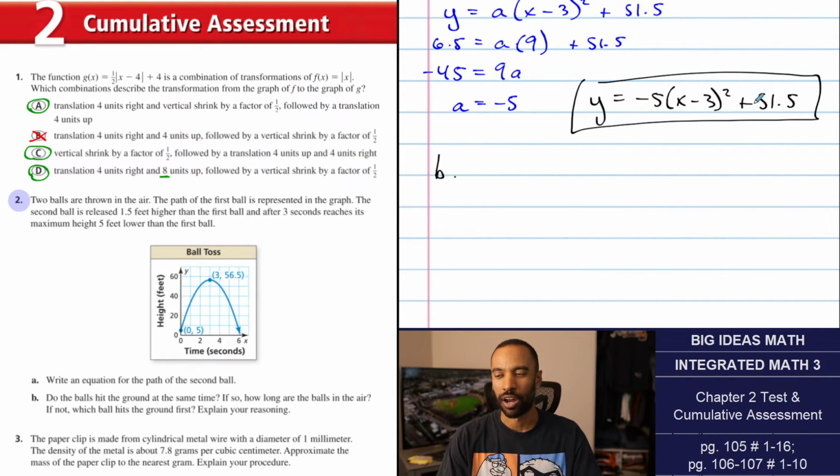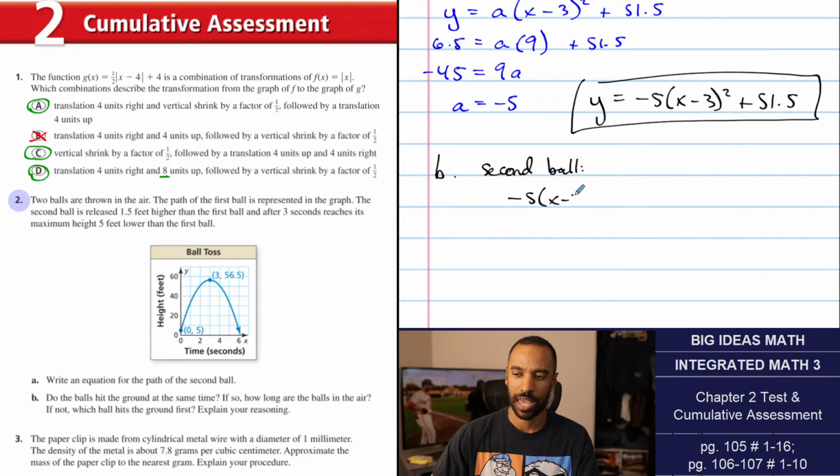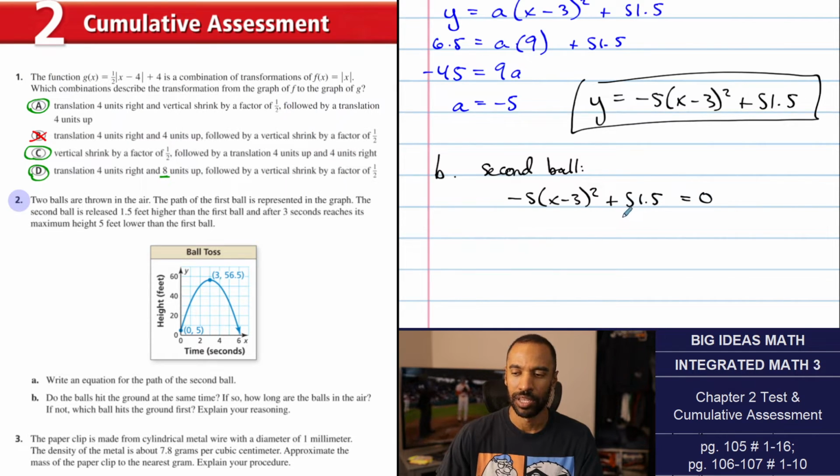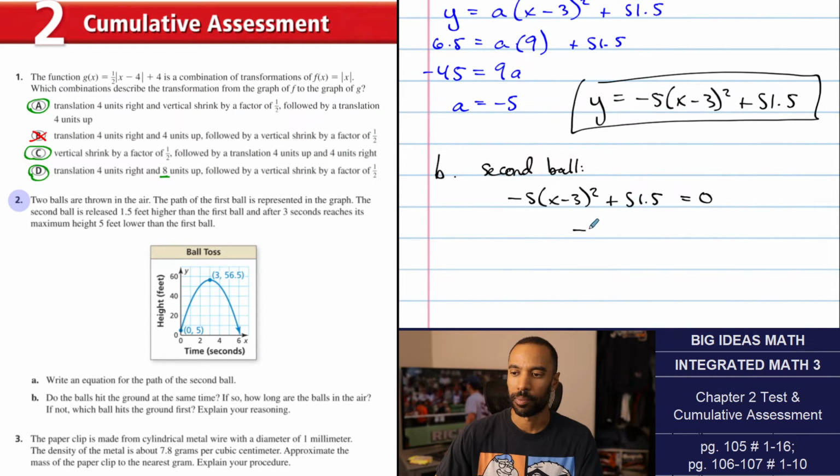Okay, I have the model for the second one already. Let's take the second ball. We want to set this part equal to 0. -5 times x minus 3 quantity squared plus 51.5, set it equal to 0, and we want to solve for x. Now we want to find the positive value of x, not the negative one. The positive one is going to be the time when it hits the ground. So I'm going to subtract 51.5 over.